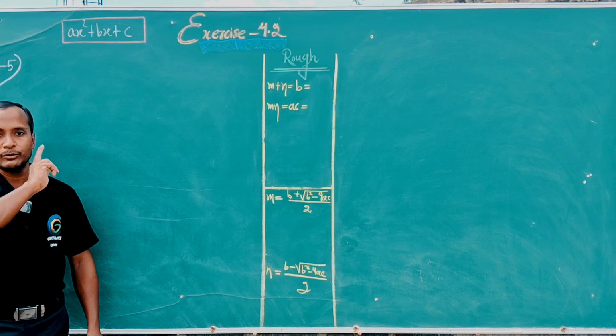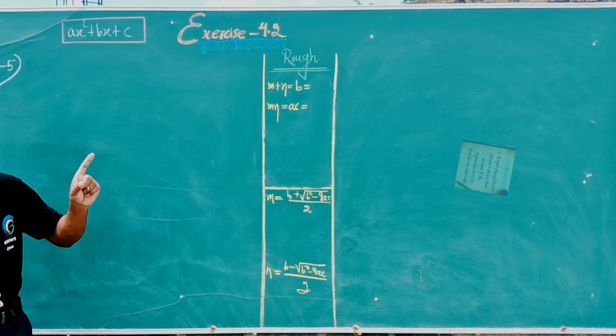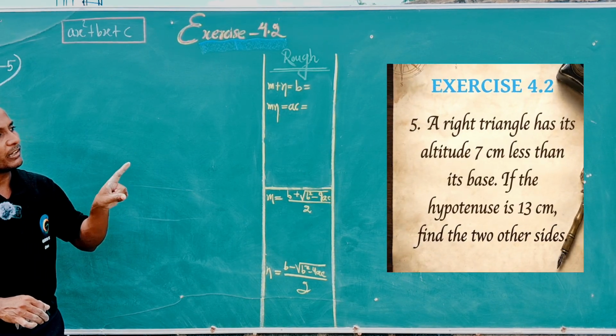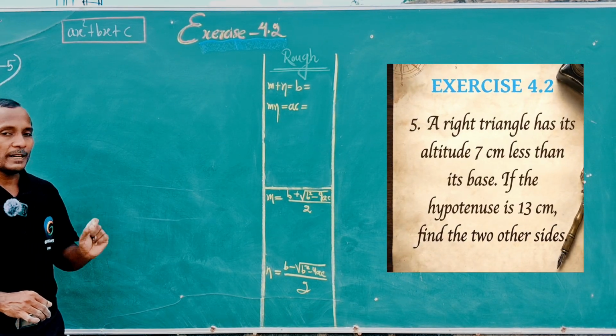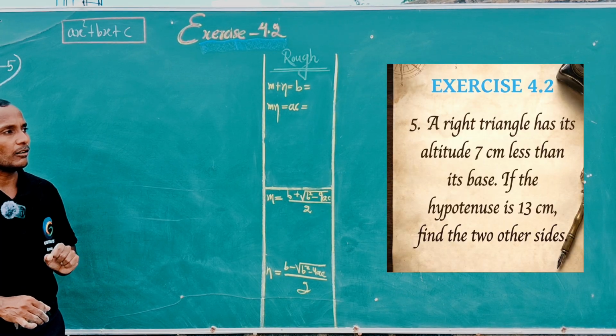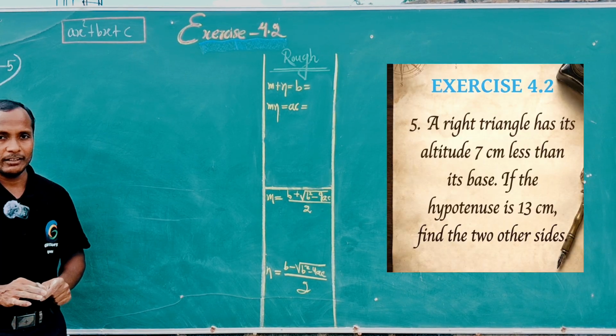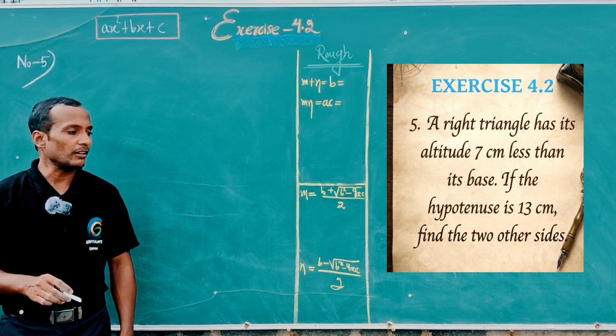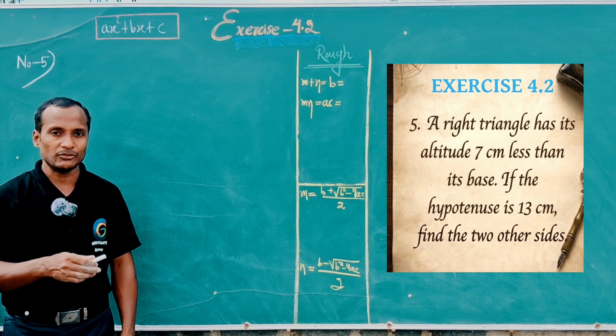So now students, we are with question number 5. You can see on screen, question number 5 is telling that the altitude of a right triangle is 7 cm less than its base. If the hypotenuse is 13 cm long, then find the other two sides. So this question is related to geometry. We shall talk about right angle triangle and what facts we should know about this. Let us try to understand.